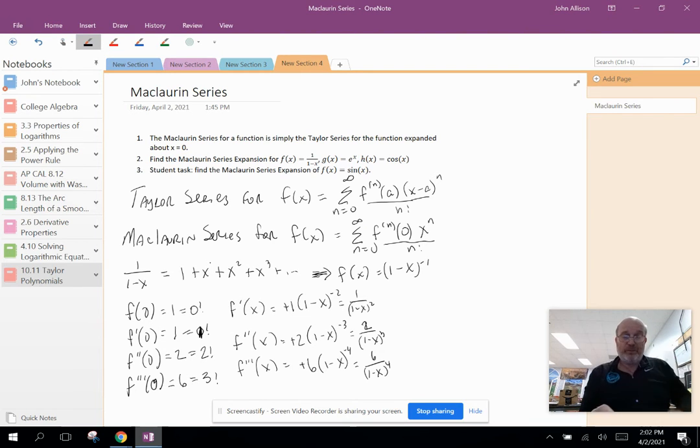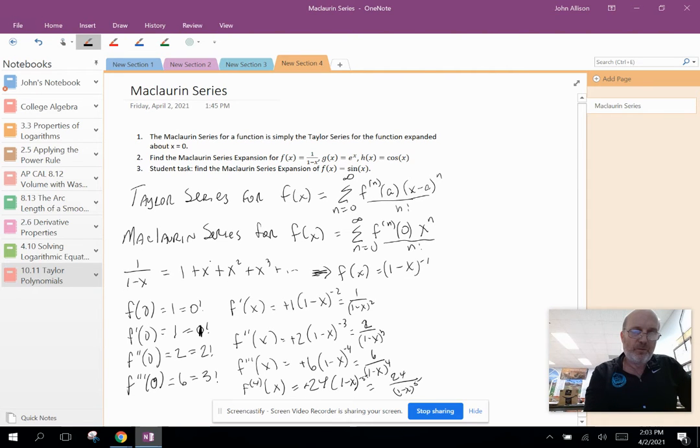Let's go ahead and do the fourth derivative, and let's just see if this pattern continues. This would be negative 24 times 1 minus x to the negative 5. And then we multiply the derivative of the inside because of the chain rule to get positive 24. So that's going to equal 24 over 1 minus x to the 5th. 24 is 4 factorial. So the fourth derivative, evaluated at 0, would also be 4 factorial. So it looks like this pattern continues.